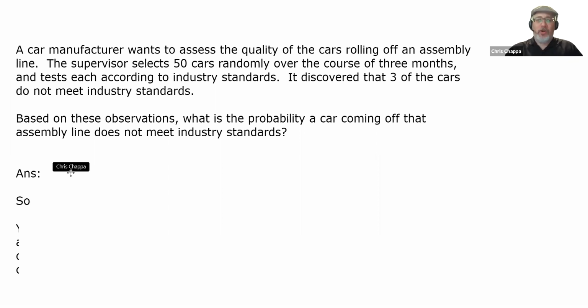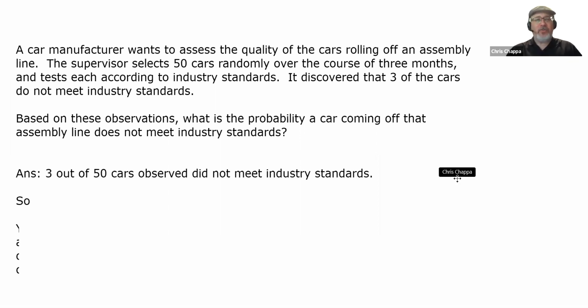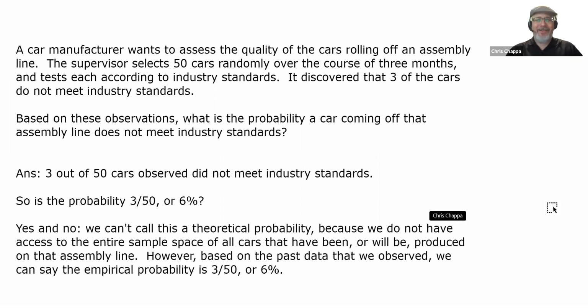I wouldn't overthink this one. 3 out of 50 cars observed did not meet industry standards. So is the probability 3/50ths or 6%? Yes and no. We can't call this a theoretical probability because we do not have access to the entire sample space of all cars that have been or will be produced on that assembly line. However, based on past data that we observed, we can say the empirical probability is 3/50ths or 6%.